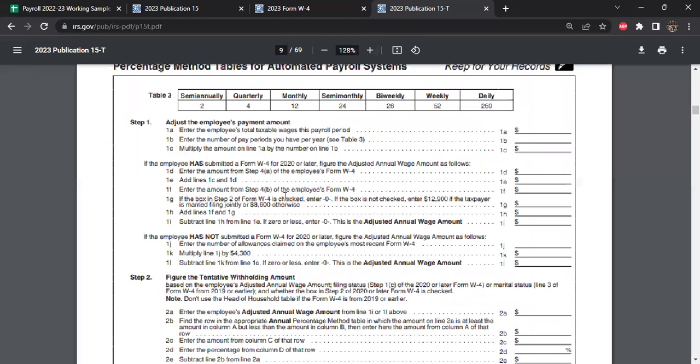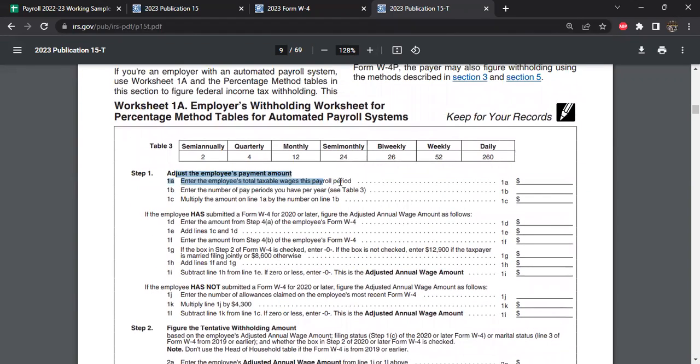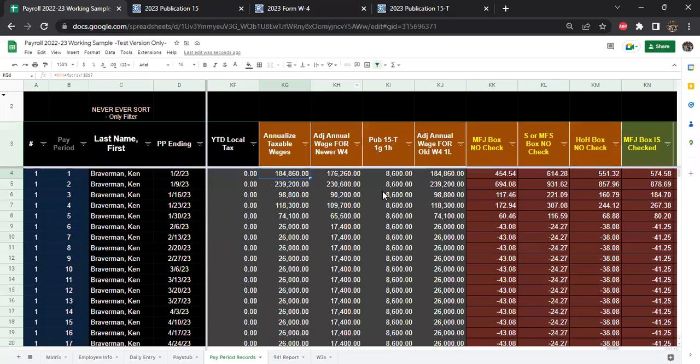You have to follow the guidance from here. They tell you what to do in order. They're like, enter the wages, enter the number of pay periods for the year, multiply this by this. I did it all. We're not going to go through every single line of instructions, but I am going to give you a brief overview. And that's what these titles are for here.